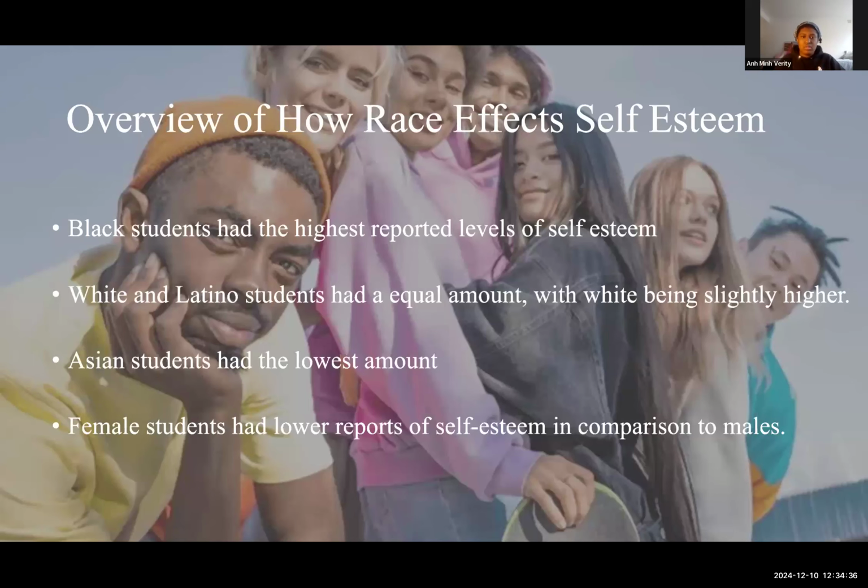So here are some topics we're going to go over. As I said before, Black students had the highest reports of self-esteem. White and Latino students had an equal amount, with the white being slightly higher. Asian students had the lowest amount, and female students had the lowest in comparison to their male counterparts.